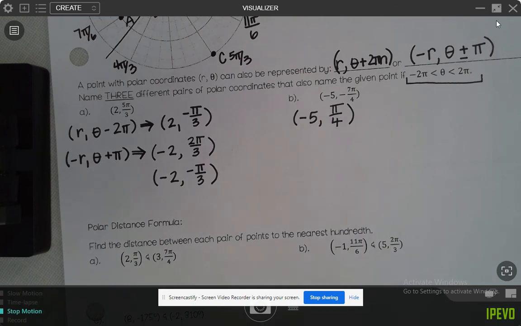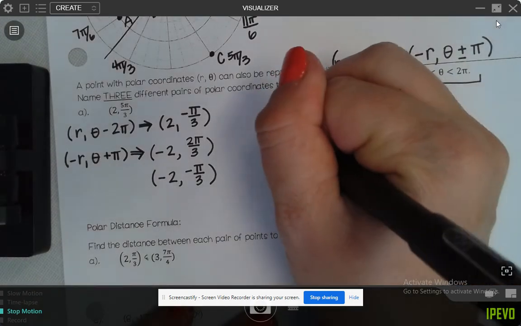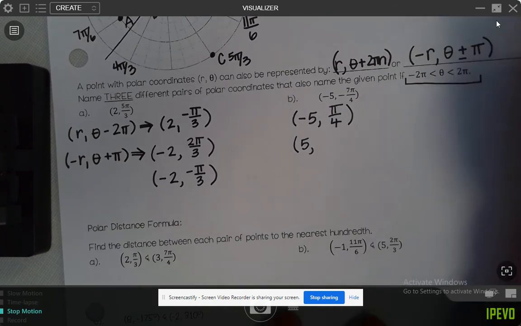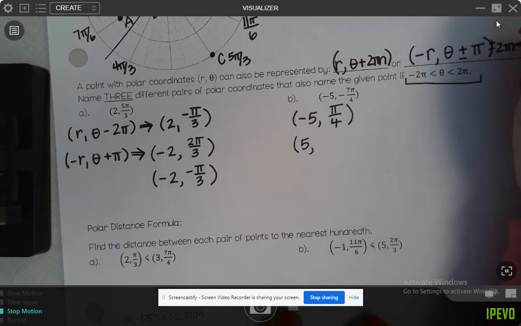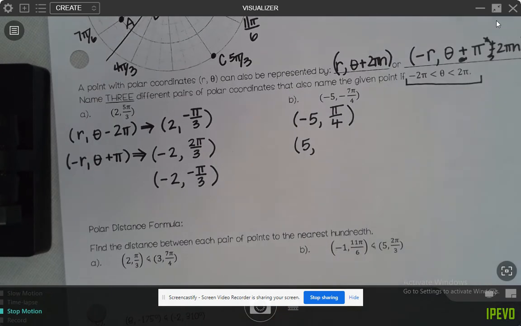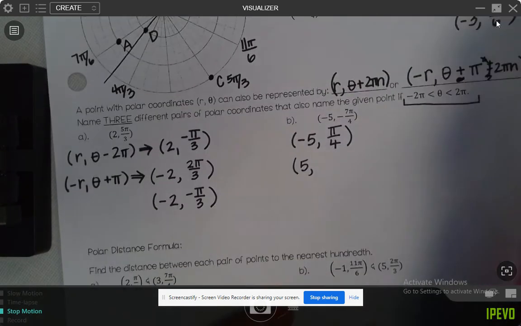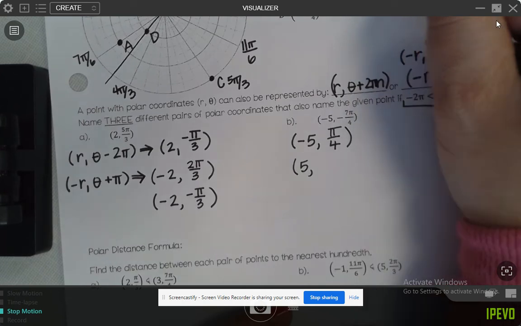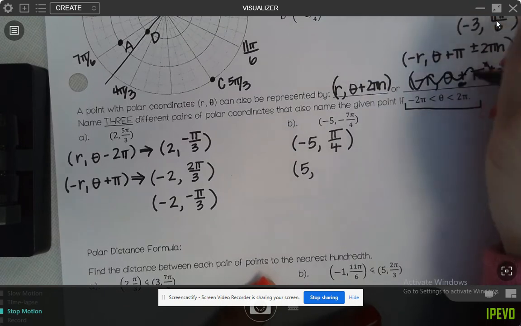Okay. Now what do I need to do? I need to flip it. So my radius is now going to be 5, comma. We should really add a plus or minus 2 pi on here. Change that. Have this one read like this. Have it read like that instead.